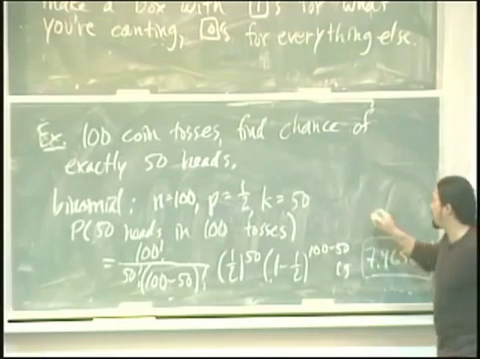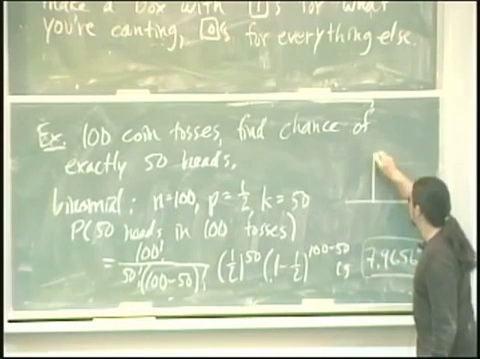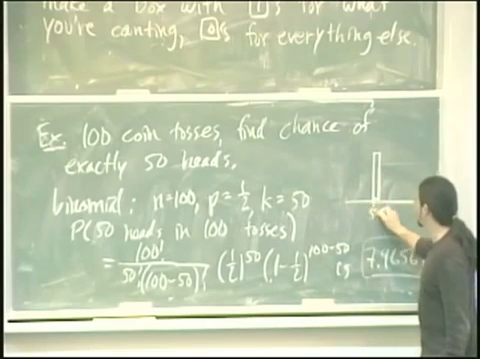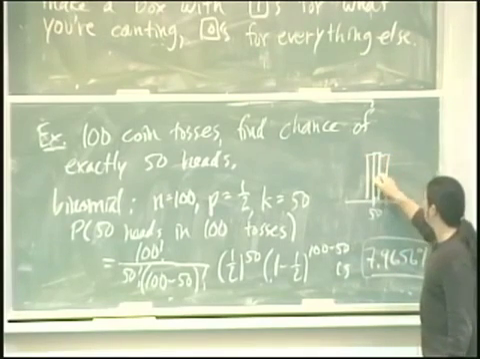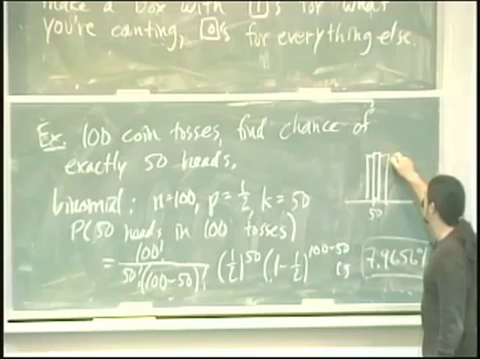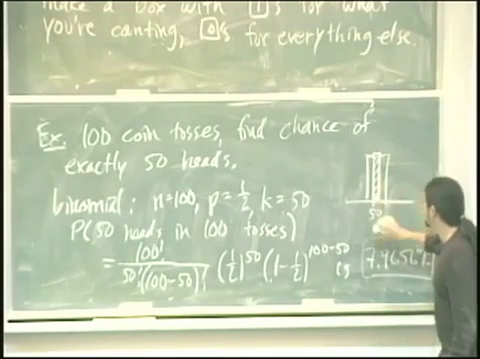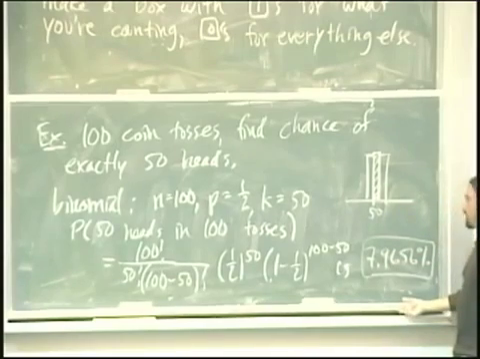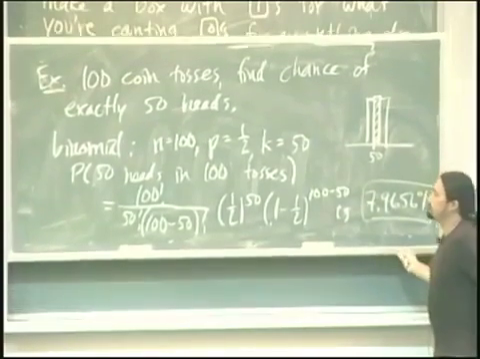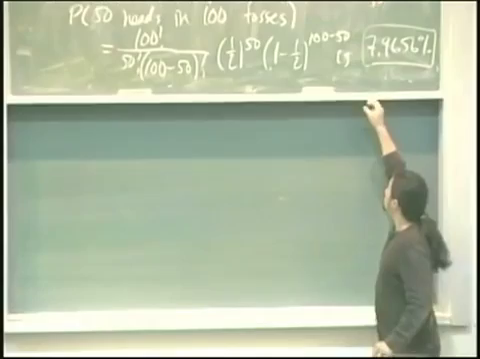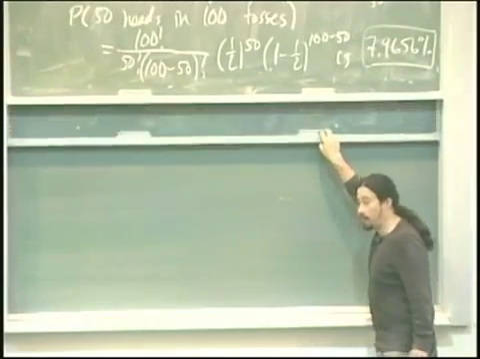That's the actual area of the bar. If you imagine our picture, you have some bar in the center over 50, and then bars next door at 49 and 51, and so forth. So the actual area of that bar is 7.9656%. Okay, so it's approximately the same as the area under the normal curve.